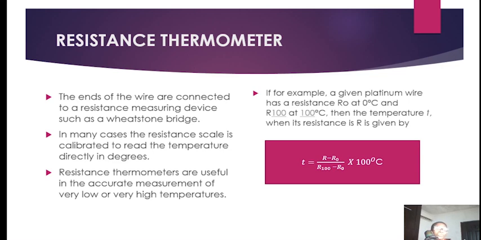Resistance thermometers are useful in the accurate measurement of very low or very high temperatures, just like the thermocouple. If, for example, a given platinum wire has a resistance of R0 at 0 degrees Celsius, then the temperature when its resistance is R is given by this: R minus R0, divided by the resistance at 100 degrees Celsius minus the resistance at 0 degrees Celsius. So we can get the temperature at any point.